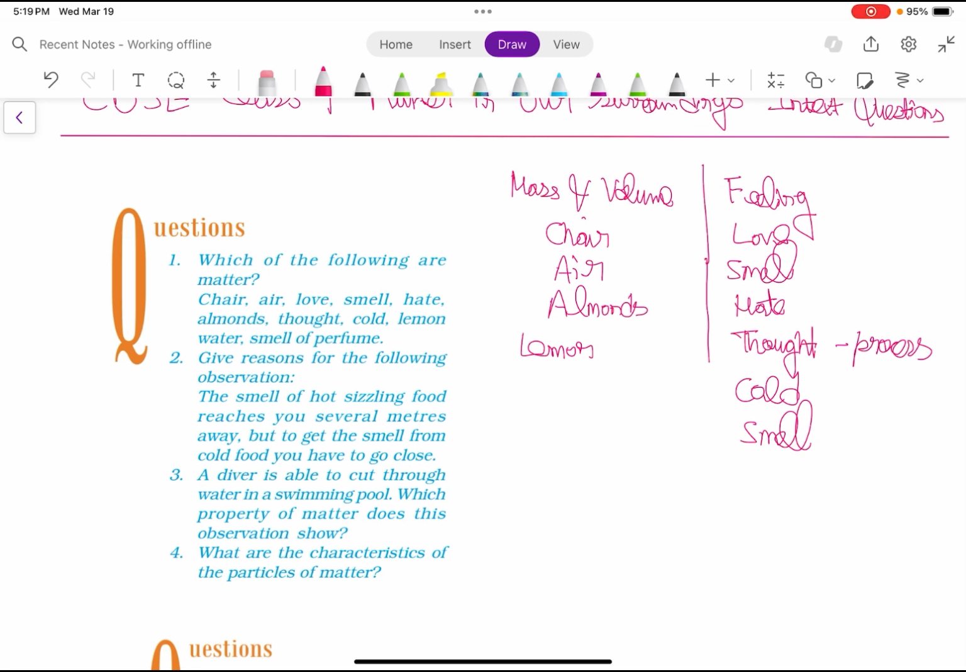Give reasons for the following observation. The smell of hot sizzling food reaches you several meters away, but to get the smell from cold food, you have to go close. The answer to this is very simple, as particles of hot food have more kinetic energy due to being high in temperature, and hence the rate of diffusion of these particles is more as compared to cold food.